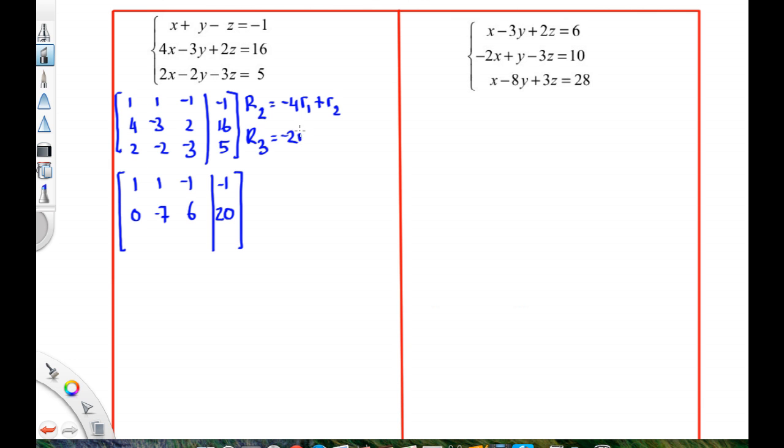So a negative 2 times R1, and then I'm going to add that to R3. And it's customary to show what you do over here. Now you don't have to show every single step. So notice that I just immediately wrote down my answer. And the same thing over here.